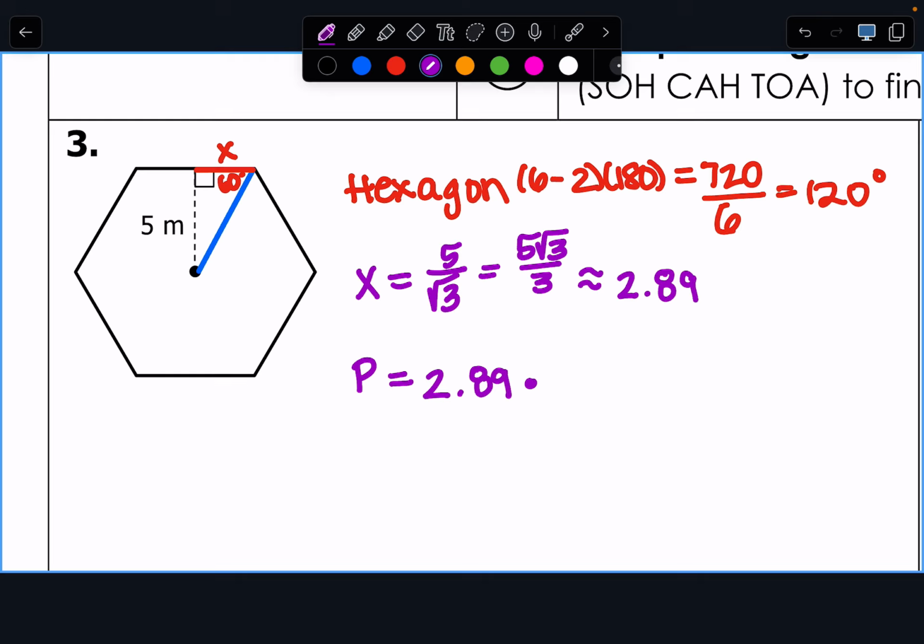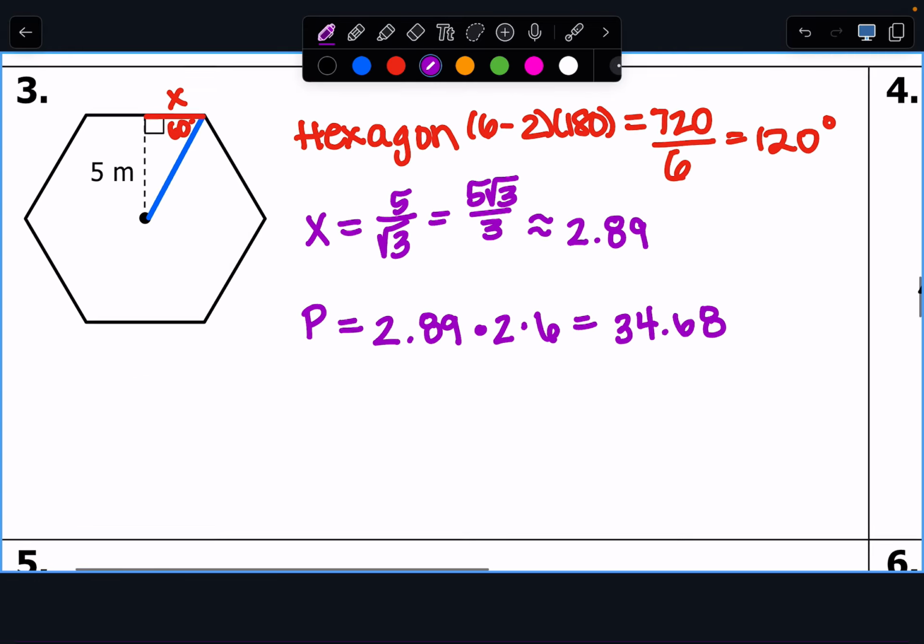Okay, we would have to multiply it by 2 to get a side, and then multiply by 6 to get the whole perimeter. So multiply it by 2, multiply it by 6. What's our perimeter? 69.36. Okay, so I'm getting 2 different answers there. 34.68 is what I'm hearing more than. Don't type it in wrong.